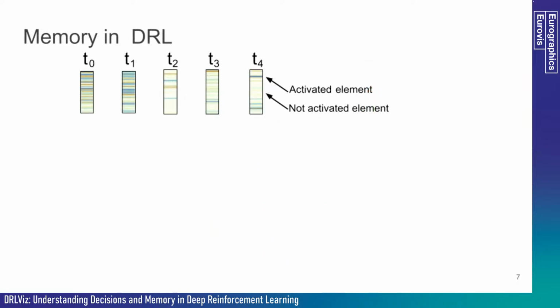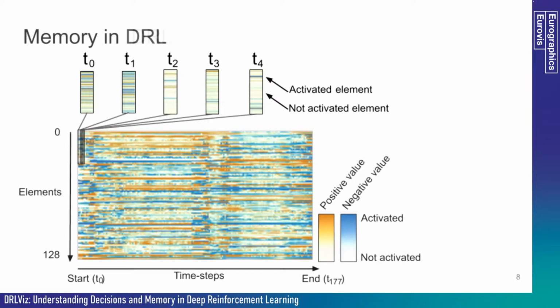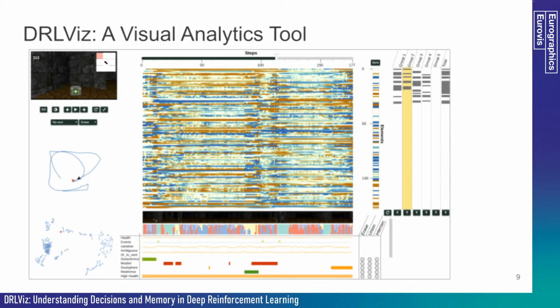At each time step, we gather the memory as a vector. We call rows of these vectors elements, and a dark color indicates that this element is active, and thus that it conveys information. The accumulation of memory vectors forms a heat map, but the heat map by itself, without any context, is hard to analyze. Therefore, we designed DRLVis, a visual analytics tool which contextualizes the memory with additional views such as timelines, observations, saliency maps, t-SNE projection of the memory elements, and trajectories.